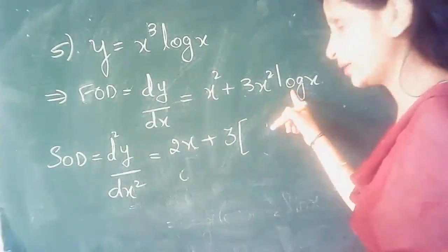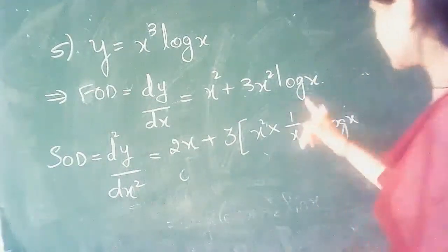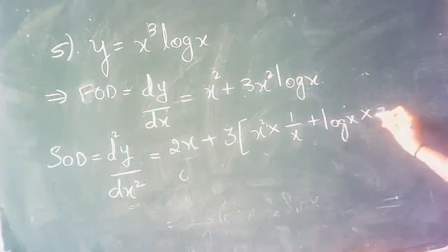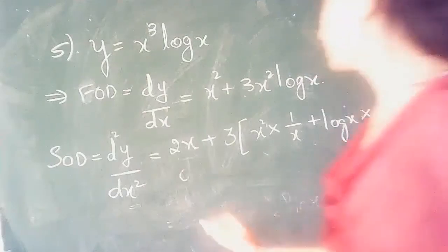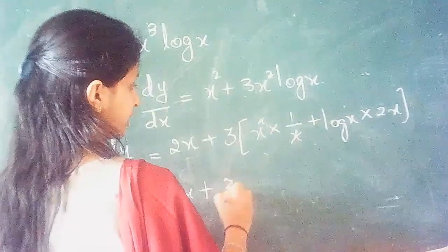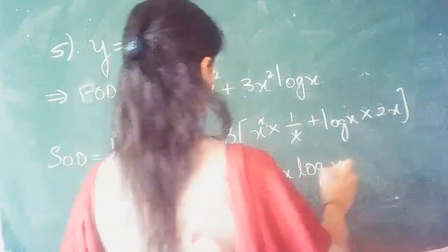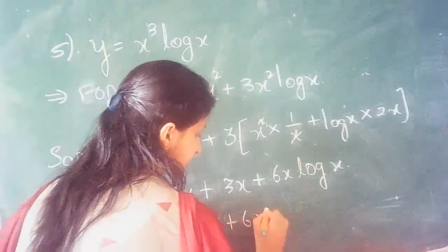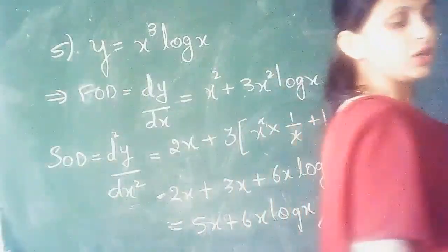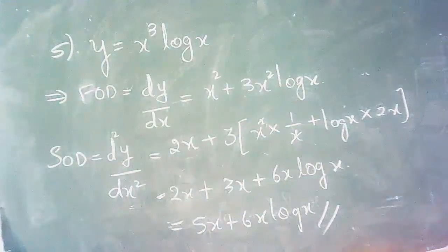So the differentiation of x square log x will be x square into, that is the differentiation of log x, 1 by x, plus log x into, that is the differentiation of x square, 2x. Let us simplify now. 2x plus, the x gets cancelled, remaining 3x, plus 2x log x into 3, that is 6x log x. So 2x plus 3x is 5x plus 6x log x. This is my answer. So this is our second order derivative.